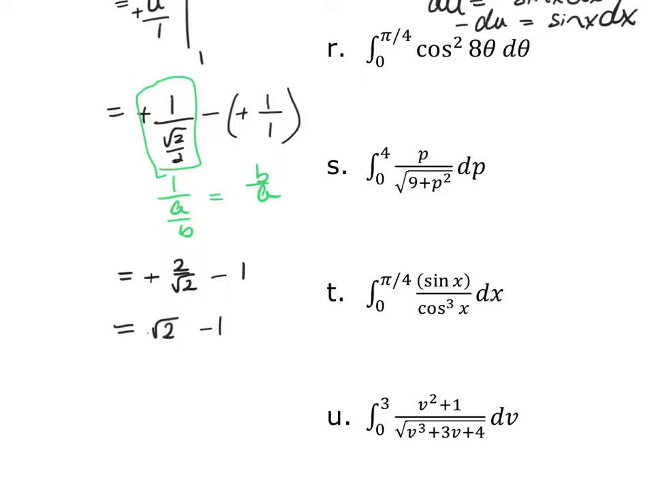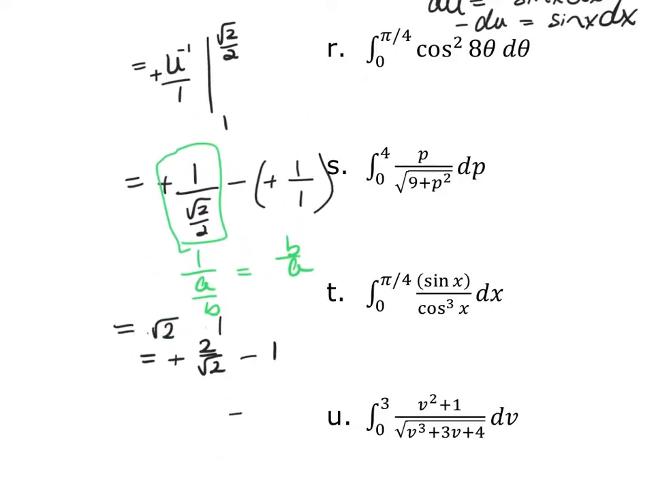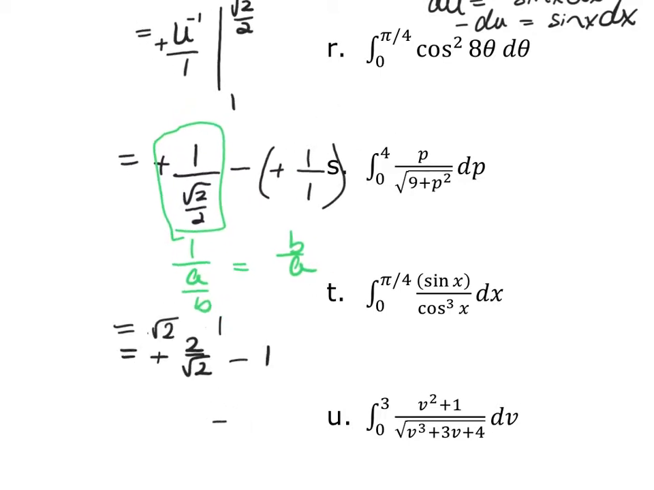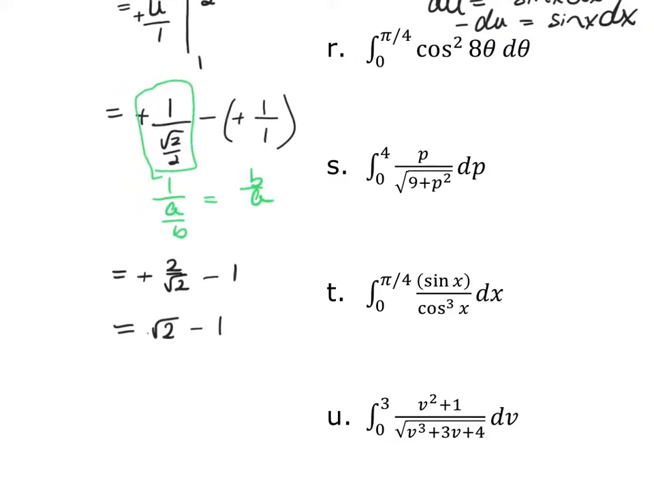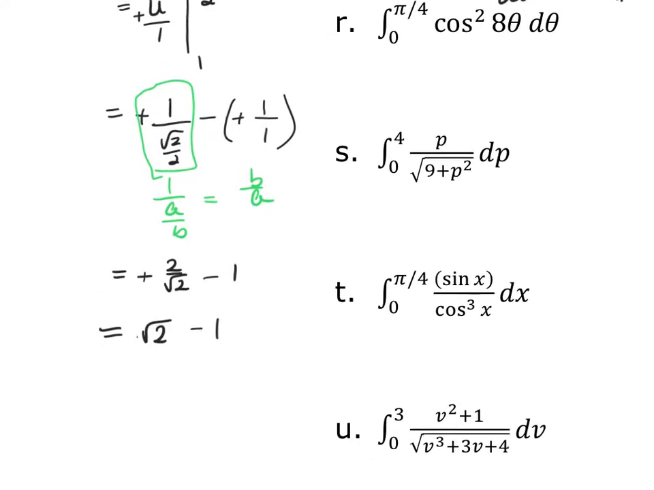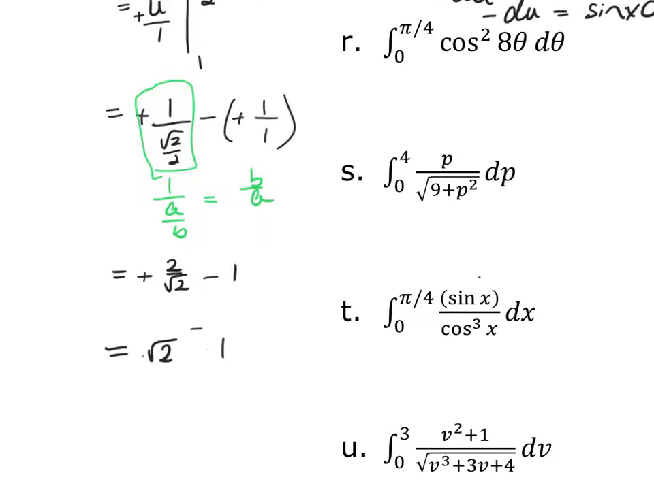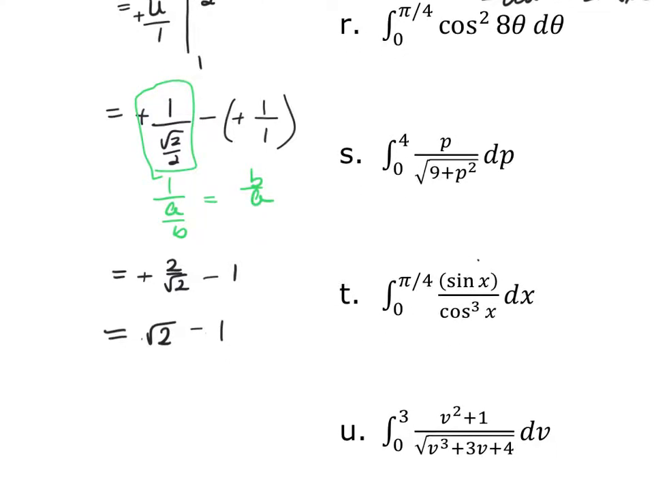It's because of the fact that we had here. Oh, what is happening? I hate it when it does this. Here we go. If I were able to scroll up without destroying this, it would have had a negative on the outside, so it ends up becoming a positive 1 over u. And that's why we end up with the square root of 2 minus 1.